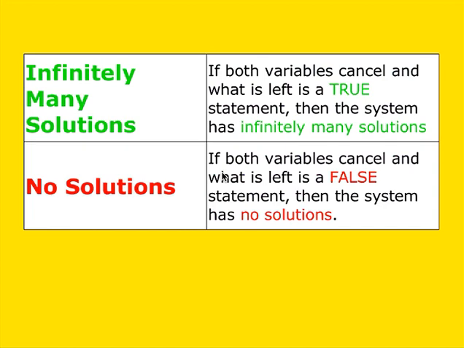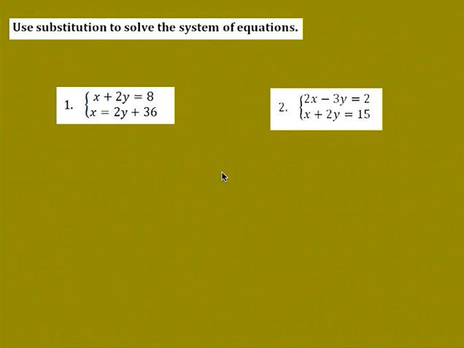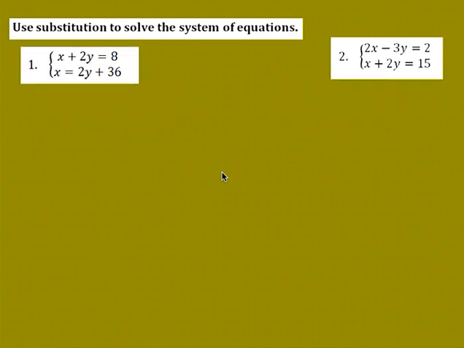Now, if it has no solution, that means both of your variables are going to cancel out, and what is left is going to be a false statement. So if it says 6 is equal to negative 2 or 8 is equal to 3, those are considered false statements. So let's go ahead and try solving via substitution.